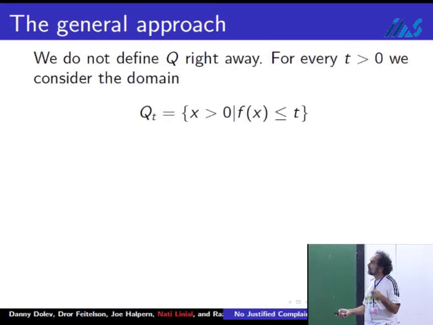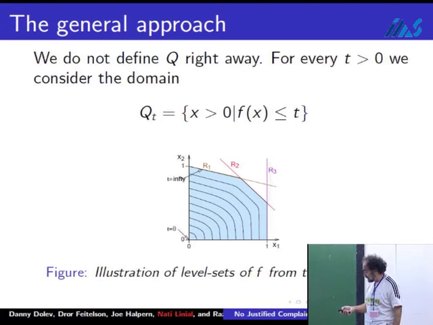Instead, I'm not quite going to work with this. What I'm going to do is, for every positive t, consider this domain: x is positive and f of x is less than or equal to t. And I'm going to solve the problem there. My solution is going to come from a passage to the limit as t goes to infinity. So let's see how this goes.